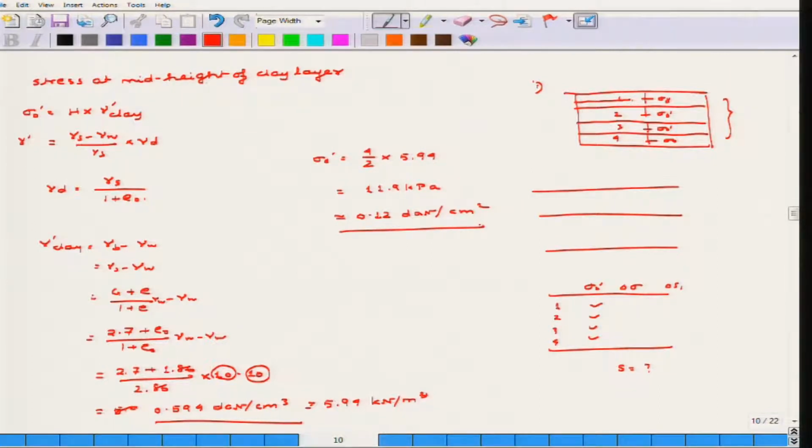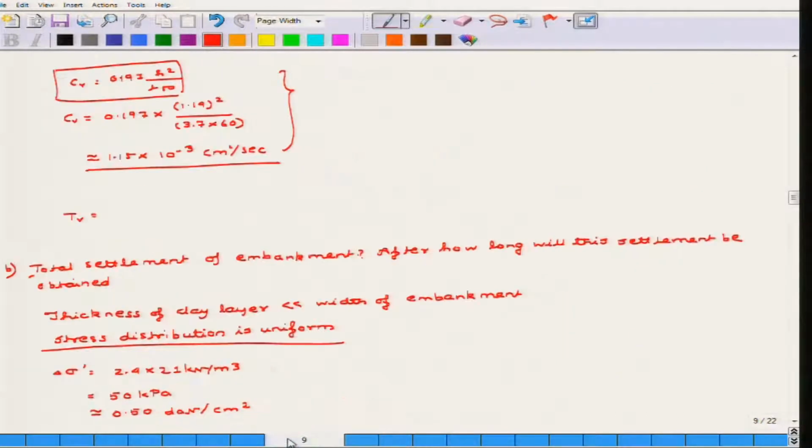Now, if you do it in kPa, this comes out to be 5.94 kilonewton per meter cube, sorry, and obviously multiplied by 4 by 2, because at the mid height you have to find it. So it comes out to be 11.9 kPa. You can proceed in kPa, but because all my units are in daN per centimeter square, we have converted this into daN per centimeter square. So now you have found the value of sigma naught dash, and you also know the stress increment.